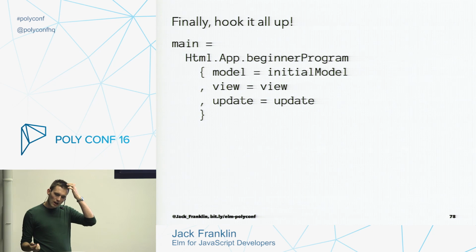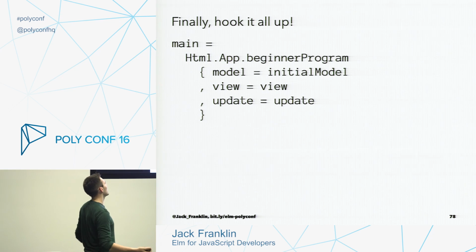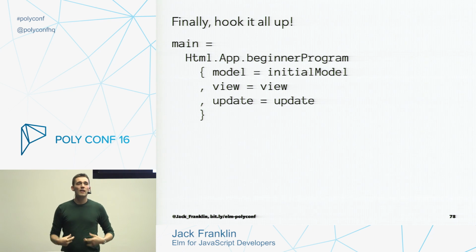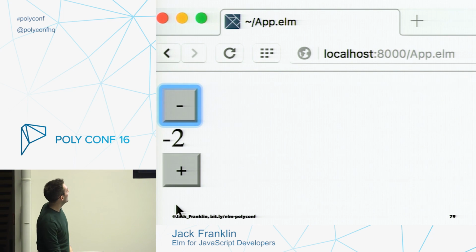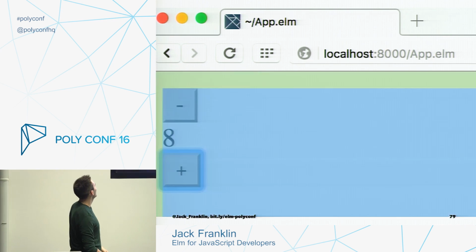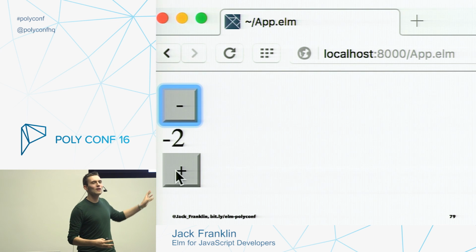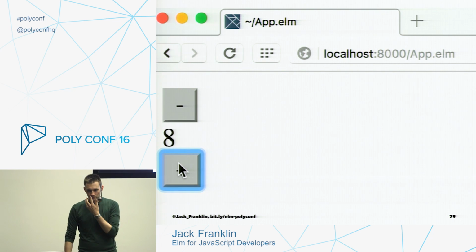And finally, we use the HTML module, which comes with a beginner program function that we give a record with our model, our view, and our update, and that's it. It does lots of the work behind the scenes to set it all up for you. And if we do that, we do get a simple counter like so. It's pretty cool. All this code, by the way, is also on GitHub too.